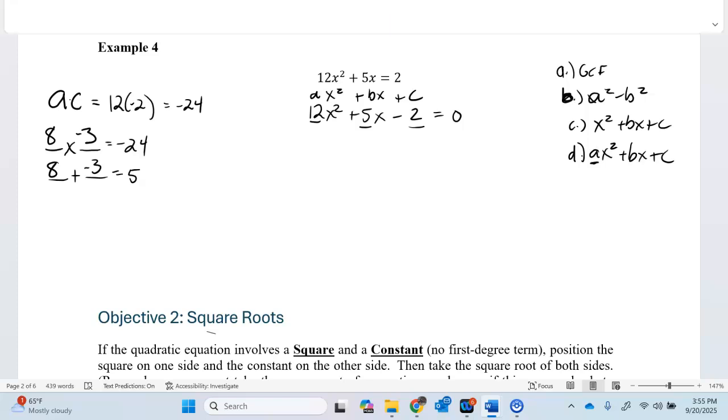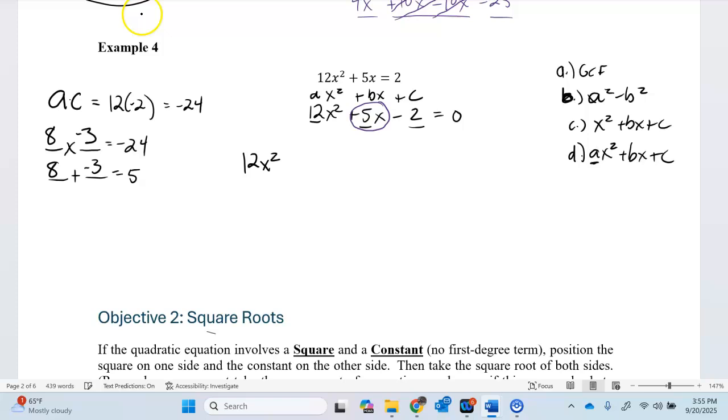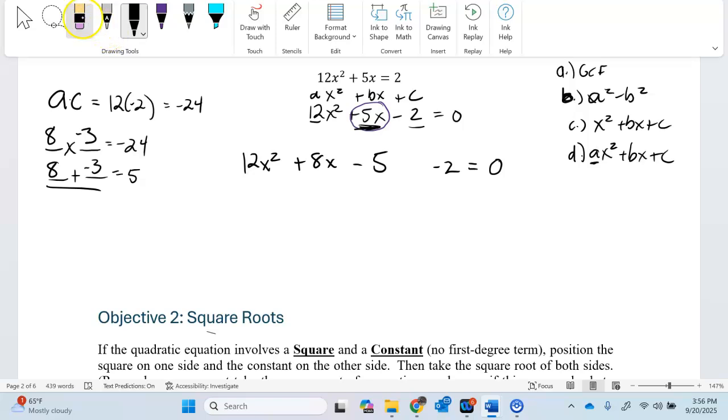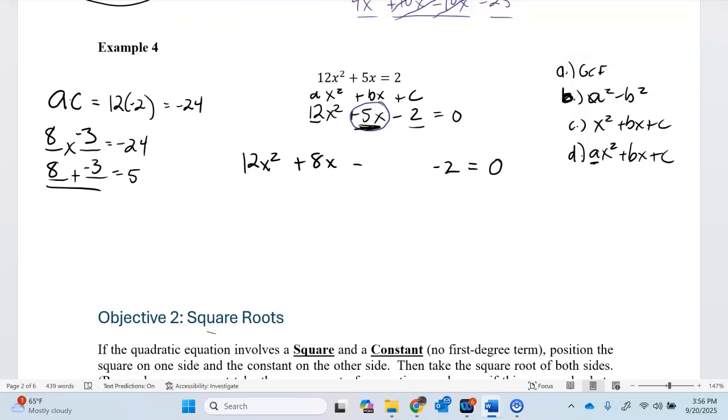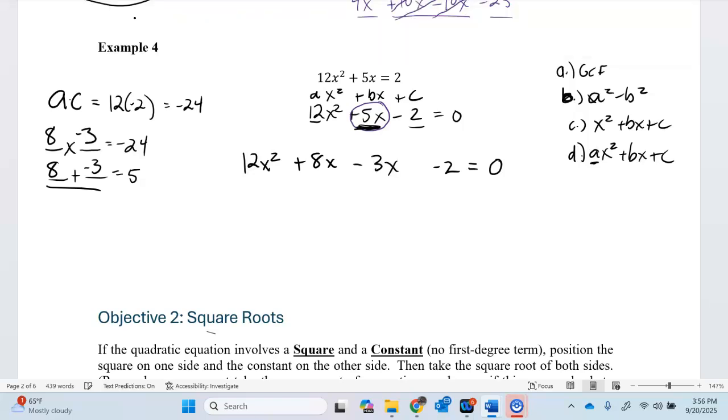The whole reason we're doing this for the AC method is the goal is to break up that middle number, okay, using these two numbers that we found. So I started with 12x squared. I started with a minus 2. I started with an equal to 0. And I started with a 5x, but we're going to rewrite the 5x using these two numbers. So I'm going to replace 5x with what it's equal to. 5x is equal to 8x minus 3x, right? That was 5.